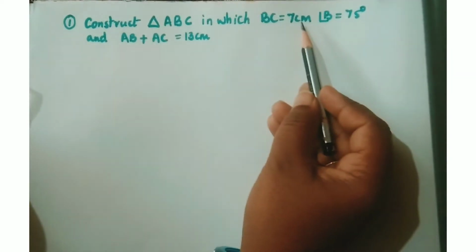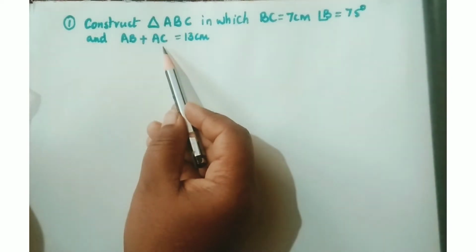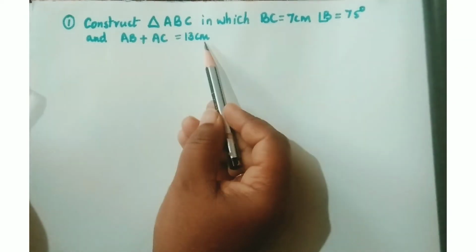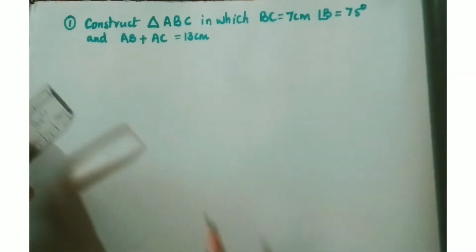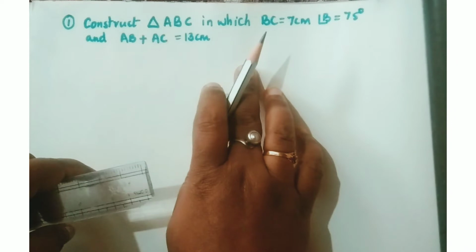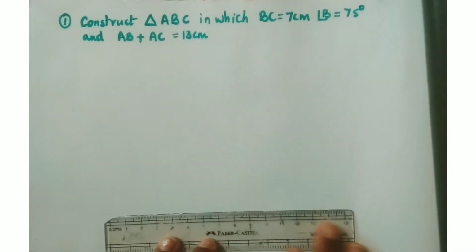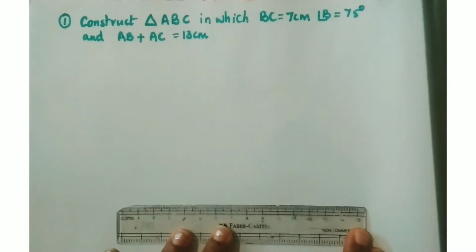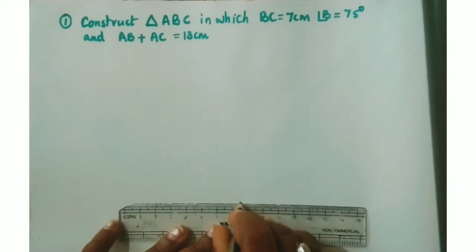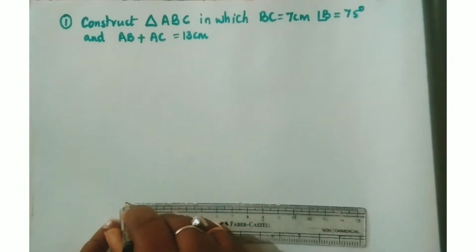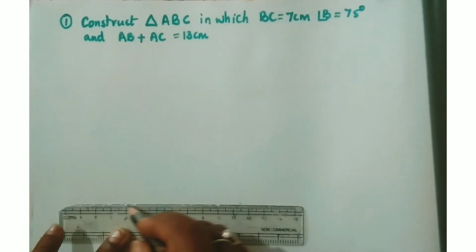So now we will start constructing, first the base. Here they have given the sum of two sides, which is 13 centimeter. So you can just start below the page, do not start in between, so that you can draw the arc of 13 centimeter. First draw a base line of 7.5 centimeter.